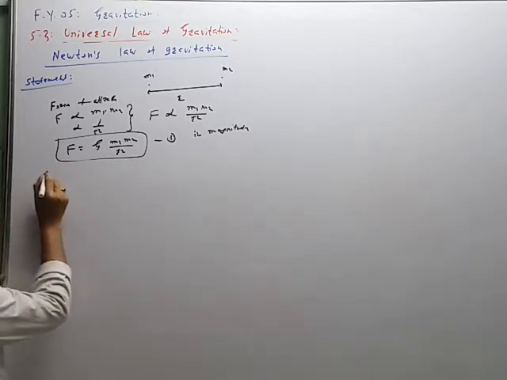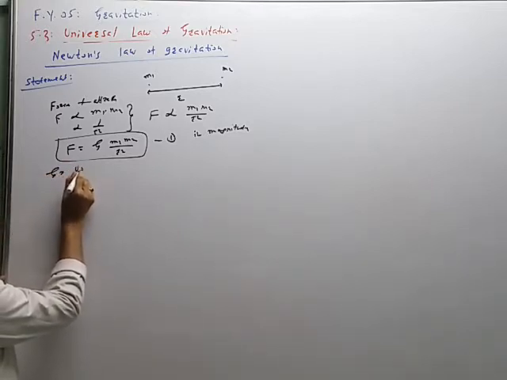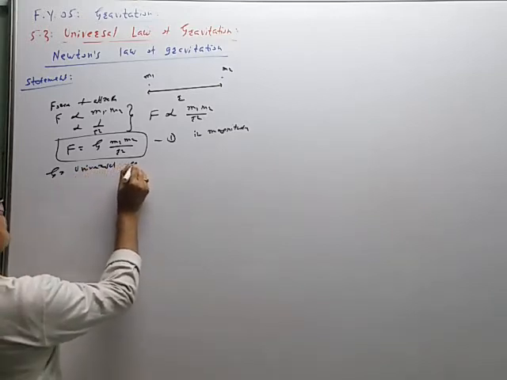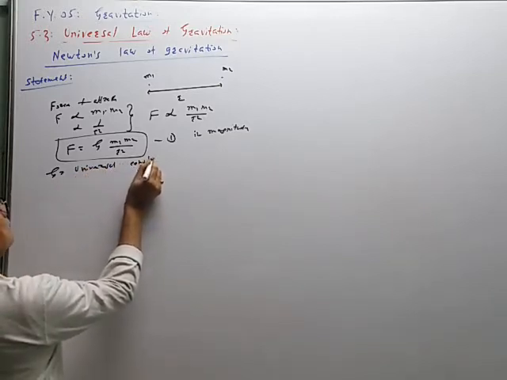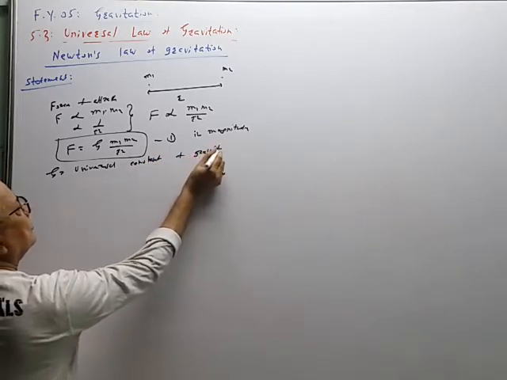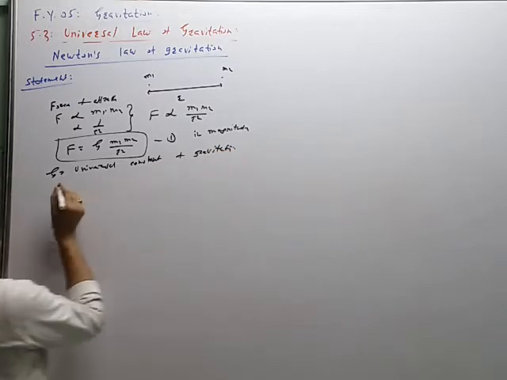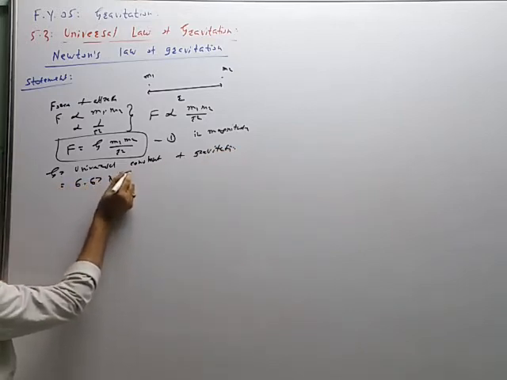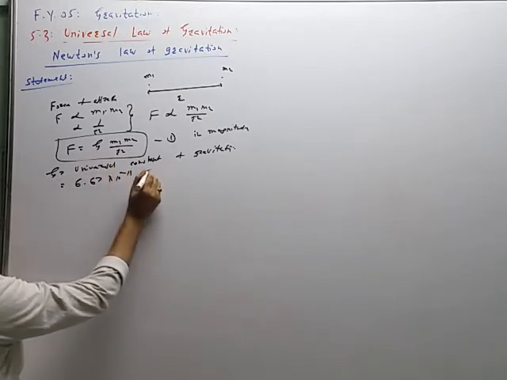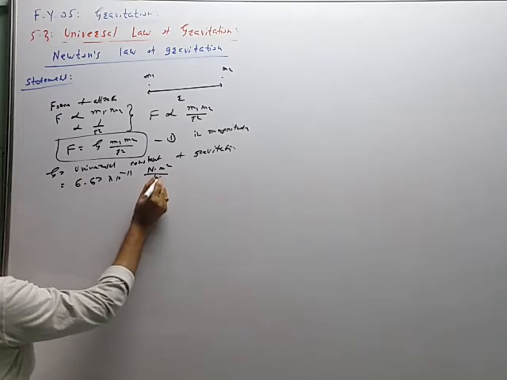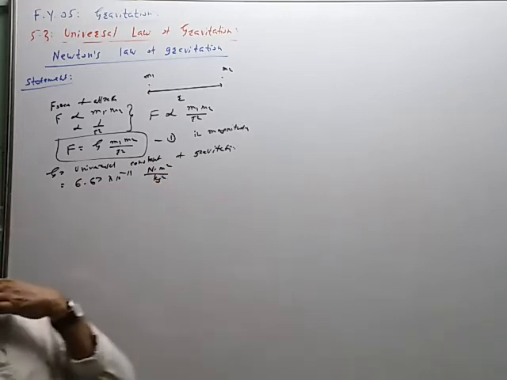Now, this G is the universal constant of gravitation. Why it is called universal, that we have already seen. Its value is 6.67 into 10 raised to minus 11. The unit will be Newton meter square per kg square. So this is the value of G.